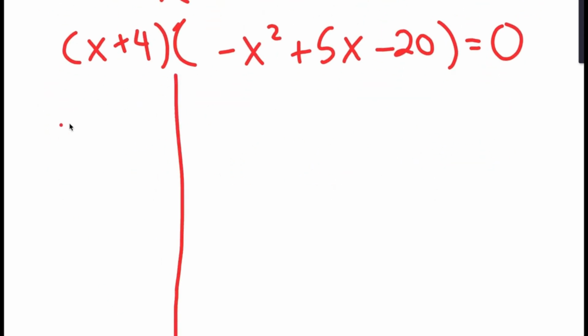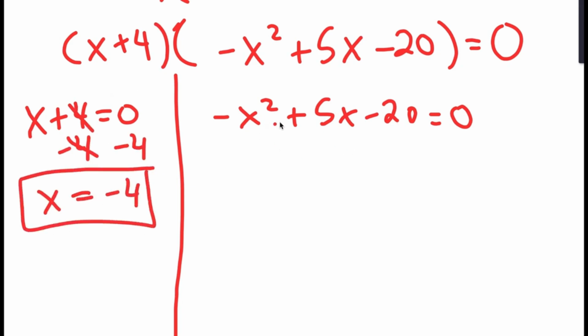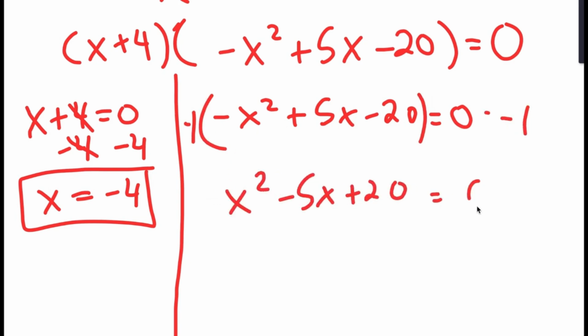So I get two equations from this. I get x plus 4 equals 0, and negative x squared plus 5x minus 20 is equal to 0. So first, for x plus 4 equals 0, all we have to do is subtract 4 on both sides, and we get x is equal to negative 4. Now, for negative x squared plus 5x minus 20 equals 0, first off, we have a negative sign in front of x squared, so I'm going to get rid of that by multiplying both sides by -1. So I get x squared minus 5x plus 20 is equal to 0.